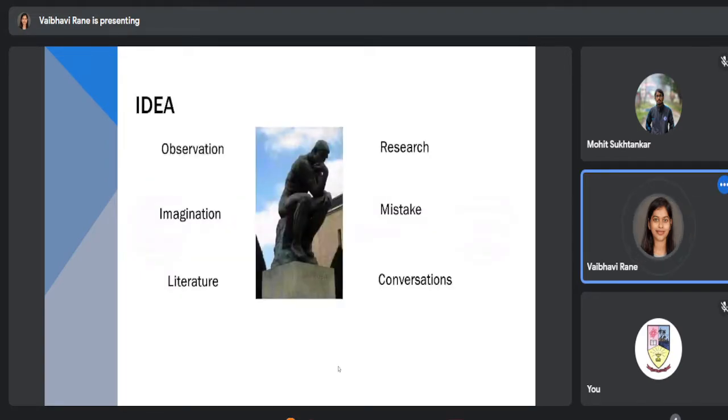Okay, so the first point that we are going to address is idea. Where do you get your idea from? Yes, today you want to start a startup, but where do you start from, right?